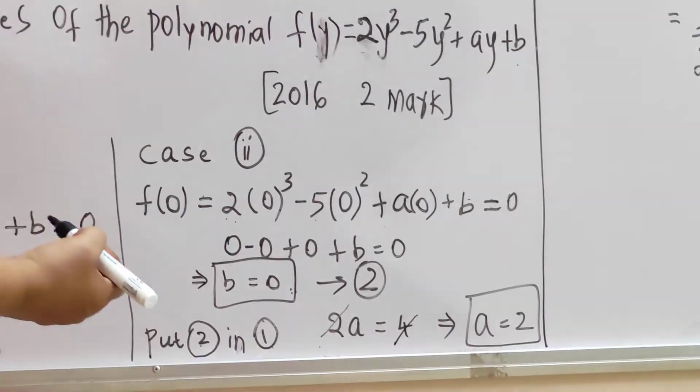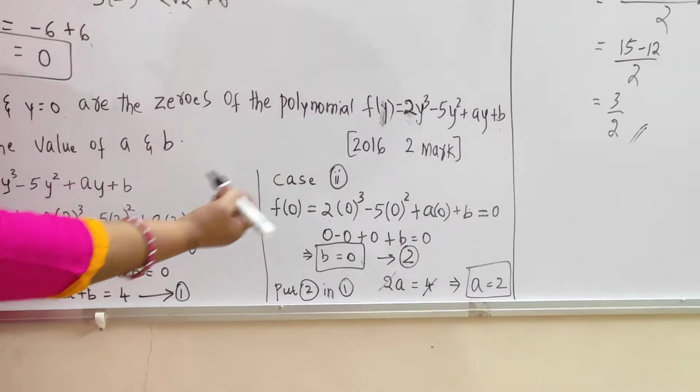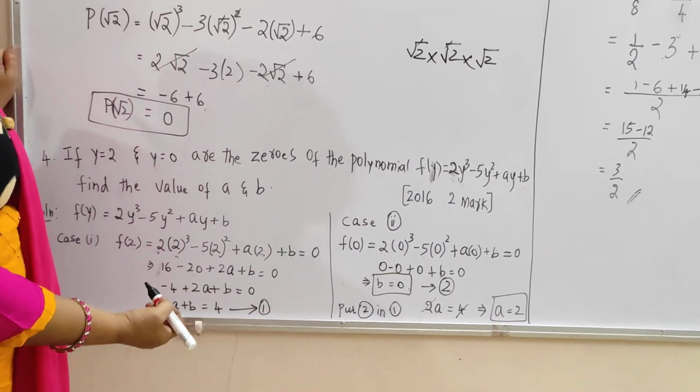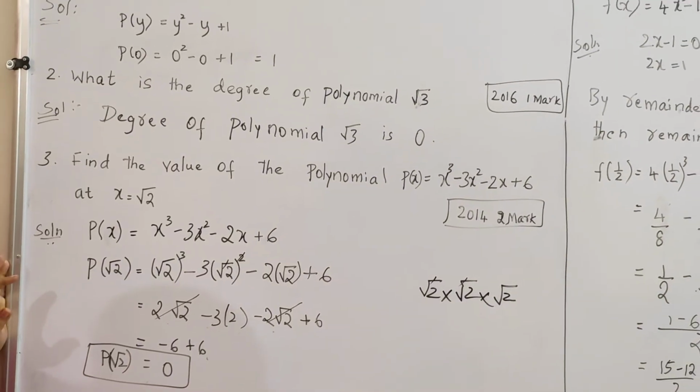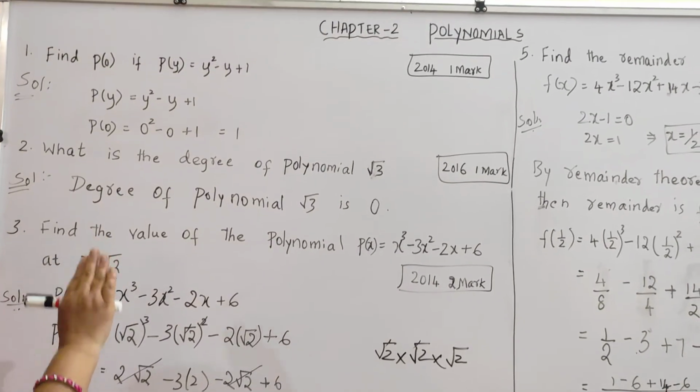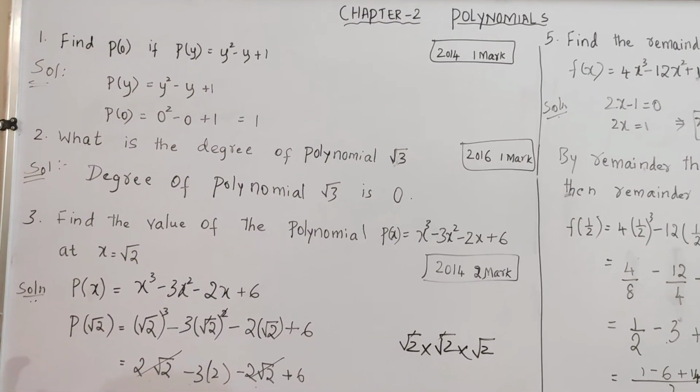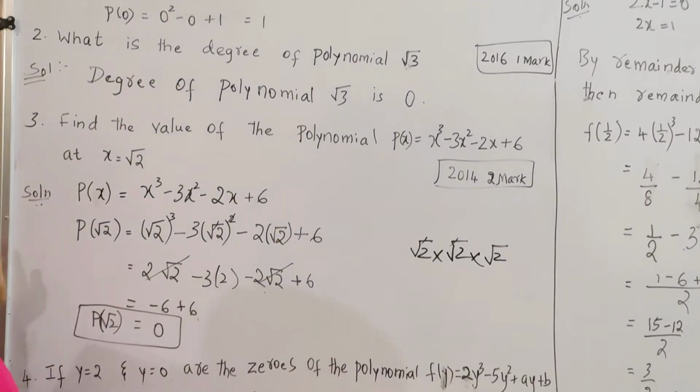This is how you find a and b, each one mark. For each it is divided. It will be easy for you if you pause the video and take a screenshot of these 4 questions. Okay, now let us go to the 5th question.